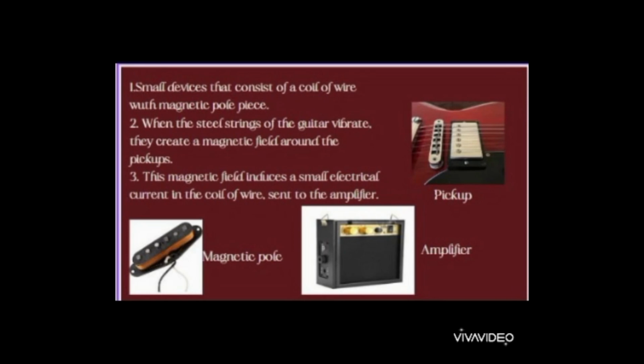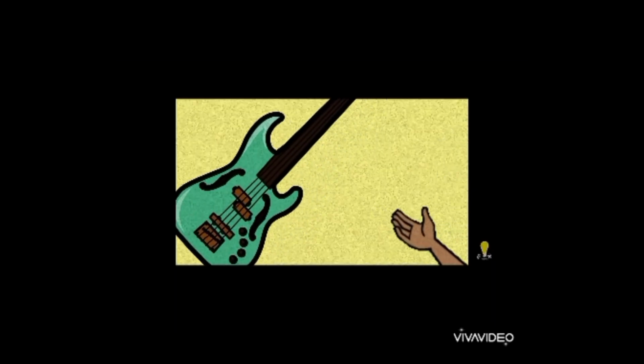The pickup: when the steel strings of the guitar vibrate, they create a magnetic field. For the amplifier, this magnetic field induces a small electric current in the coil of wire, which is then sent to the amplifier.